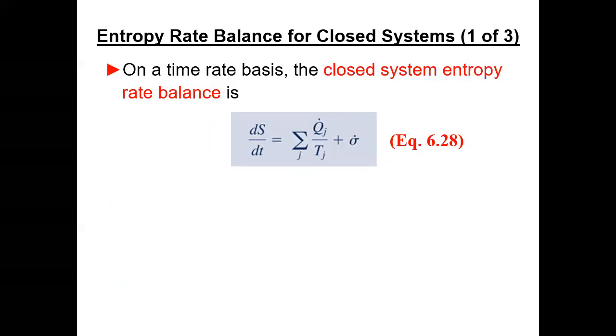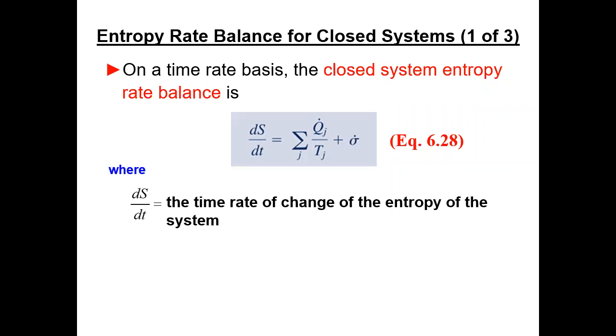Okay. So we can also do this on a rate basis. Instead of just having dS, we can differentiate. We can say dS/dt, and then the Q term becomes a heat transfer rate, kilojoules per second, or whatever your time base is, divided by T. And then the sigma becomes a rate of entropy production based on the irreversibilities in the system. So everything just becomes rate. dS/dt is the time rate of change of entropy of the system.